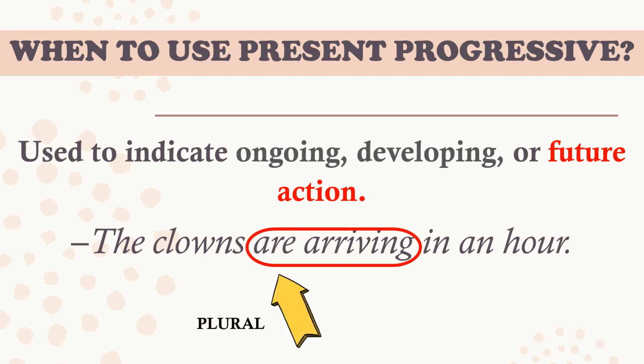Here, we can also say that the clowns will arrive in an hour. That's fixed. That's expected that the clowns will arrive in an hour. But using a progressive tense, it means that the clowns are arriving in the future with no exact time, since the action is in progress.